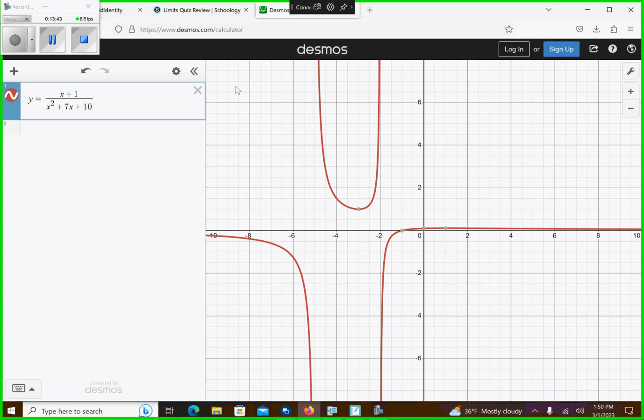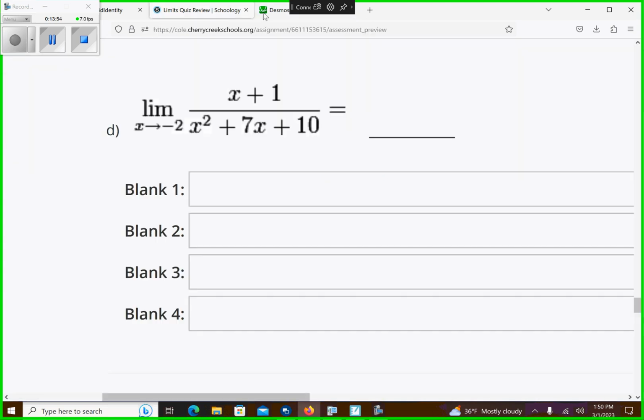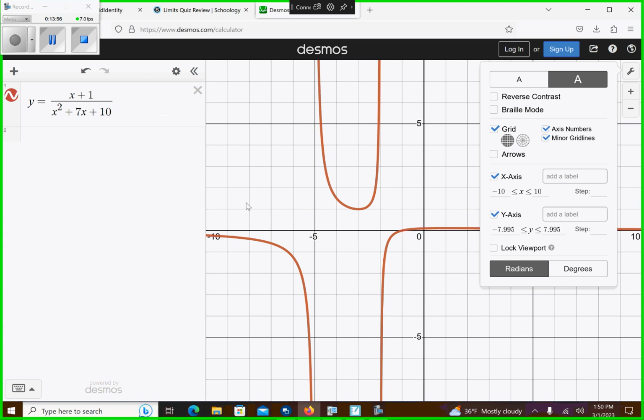All right, that's what our graph looks like. And we want the limit as x approaches -2. So as x approaches -2, this has to be a DNE. This is -2 right here. If I come from either side, coming from the positive goes to negative infinity, coming from the negative goes to positive infinity. The limit doesn't exist on that one.